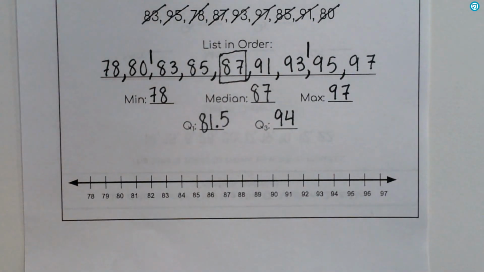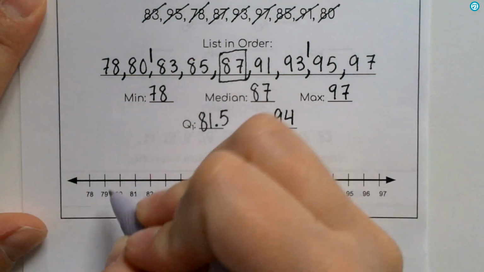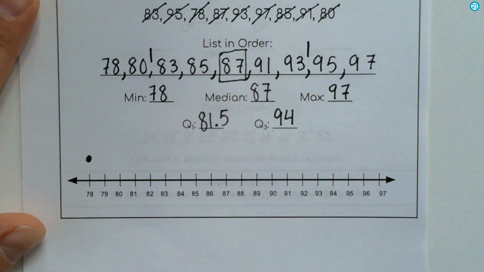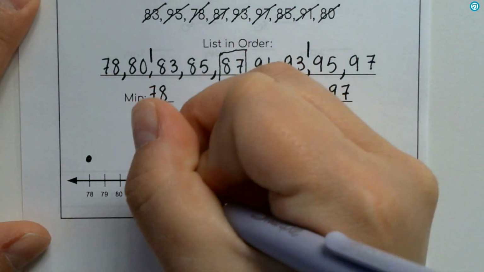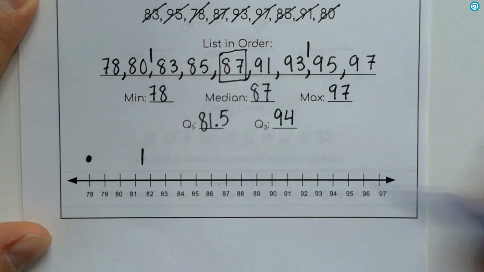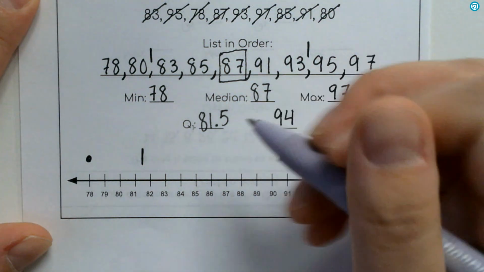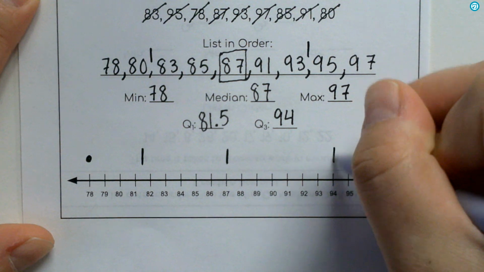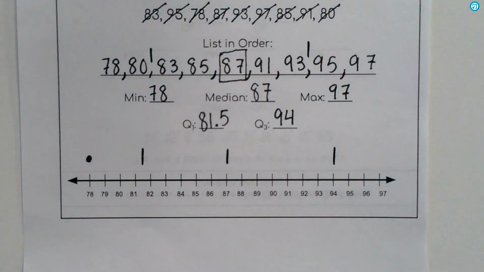All right. So once you get those 5 numbers, now we're going to put it on our graph. So we put a dot above 78. I like to go above the graph. So right there, 78, I'm going to put a dot. And then I'm going to put a line at 81.5. So you got to go between 81 and 82, put a vertical line. And then we need to put a line at 87. We need to put a line at 94. And then we need to put a final dot at 97.